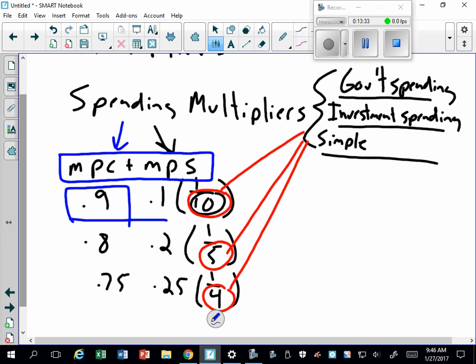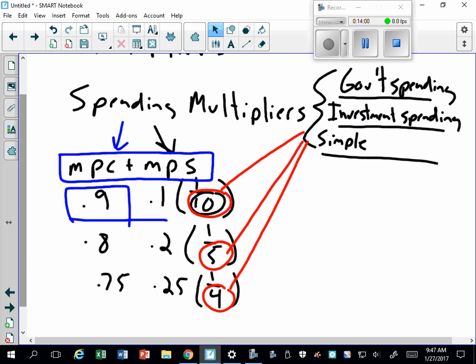Someone else goes out and spends 810, and the MPC MPS cycle keeps going on and on and on until eventually, you're talking like 9 cents get consumed, 1 cent gets saved, and it's basically dissipated, almost like the ripple effect at the end. As it gets farther and farther away from the initial spending, it gets weaker and weaker and weaker.